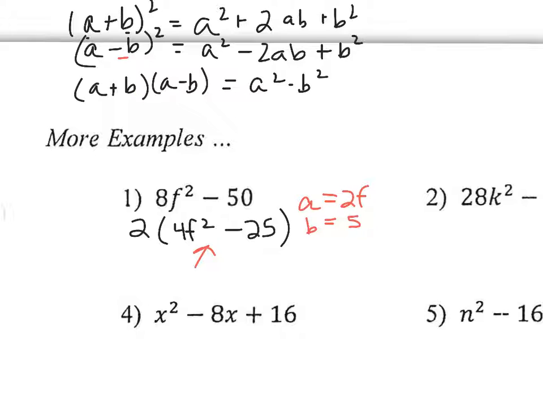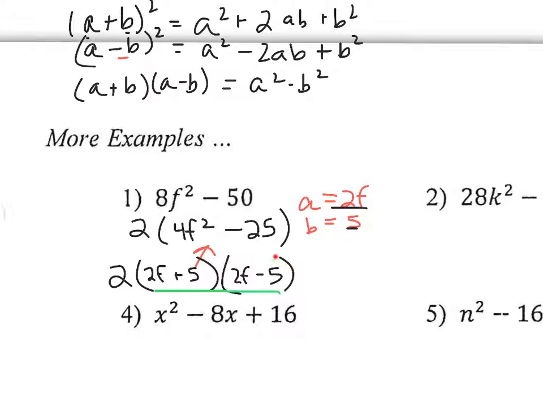I already have my a plus b. I need to keep the greatest common factor 2 on the outside the entire time. So I'm going to have a 2, and then a is 2f, so a plus b is 2f plus 5, and a minus b is 2f minus 5. And there's my answer. I could FOIL it to prove it. I would FOIL these two and then multiply by 2, or I could multiply the 2 by one binomial using the distributive property and then FOIL that expression, a binomial, times this binomial.